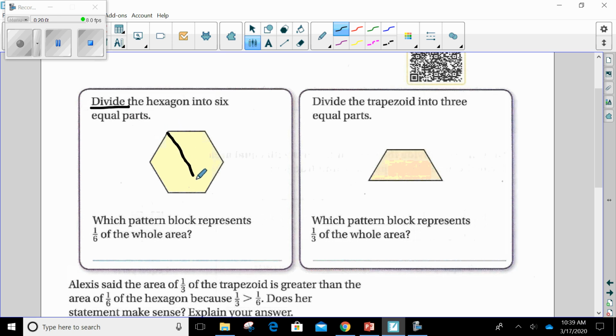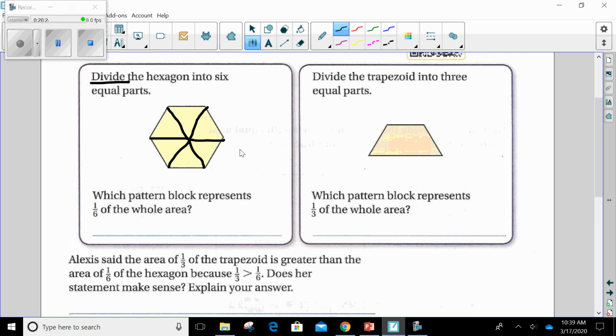We're going to go from the opposite vertices, vertex to vertex. Okay, 1, 2, 3, 4, 5, 6. We divided the hexagon into 6 equal parts. Which pattern block, what shape represents 1/6 of the whole area? What does that look like? Yeah, you guessed it. It's a triangle.